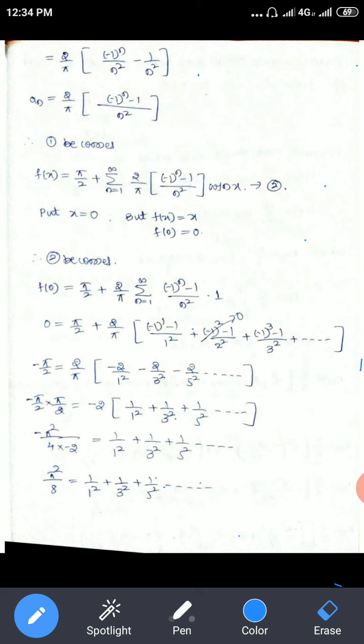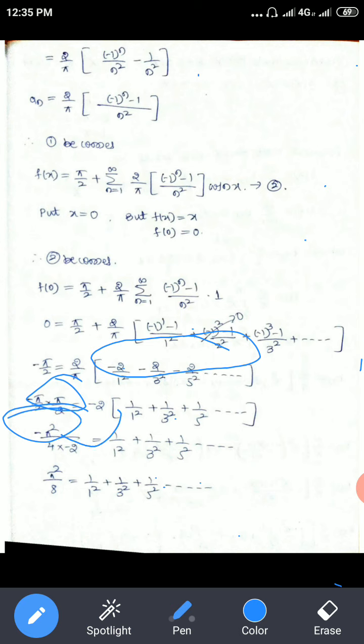So here you can see minus 2, minus 2, minus 2, that is common. So minus 2 you take common: 1 upon 1 square plus 1 by 3 square plus 1 by 5 square, and so on. So here minus pi into pi, pi square, 2 2s are 4, again this to this side: 1 by 3 square plus 1 by 5 square plus 1 by 7 square, and so on, plus minus minus pi square.